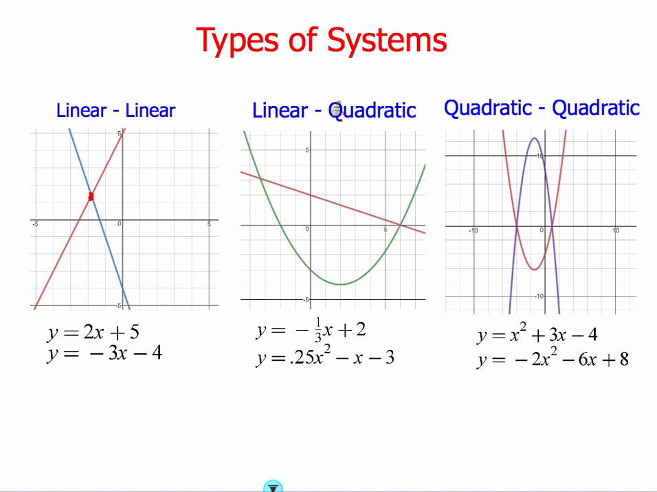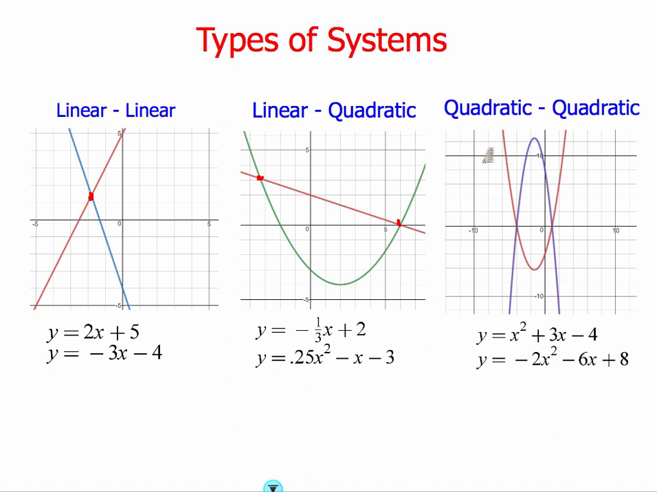The second type of system we're going to talk about is a linear quadratic system. A linear quadratic system is a system where one of our equations is a linear equation and the other is a quadratic equation. So in this case, we have y equals negative 1/3 x plus 2, that's this line, and y equals 0.25x squared minus x minus 3, that's this green parabola. And this one has two solutions, the two places where these two functions cross.